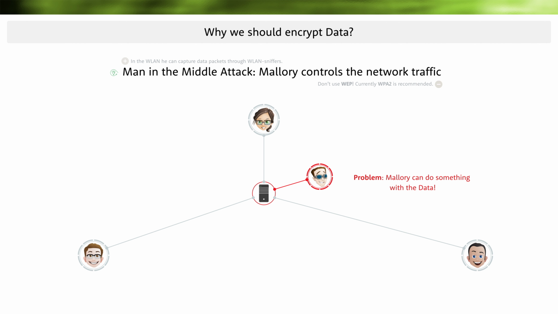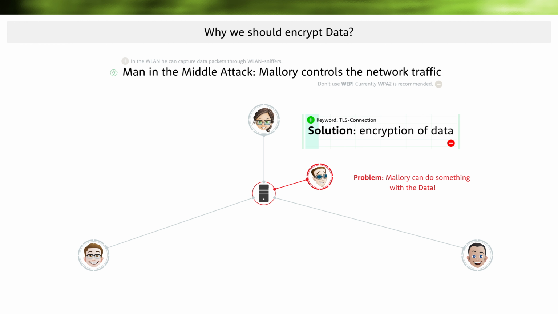Mallory can do something with the data. Well, if Alice exchanged important information over a connection with Bob, then Mallory can analyze the data. For example, if Alice enters credentials, Mallory can capture and store them. Encrypting data can help here, of course.